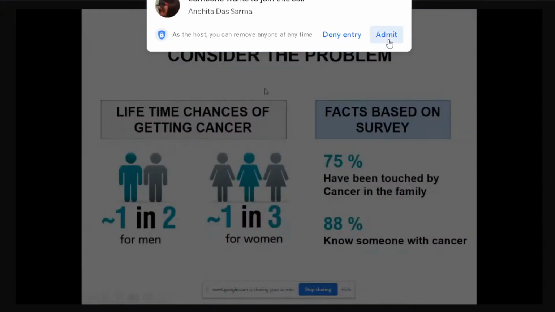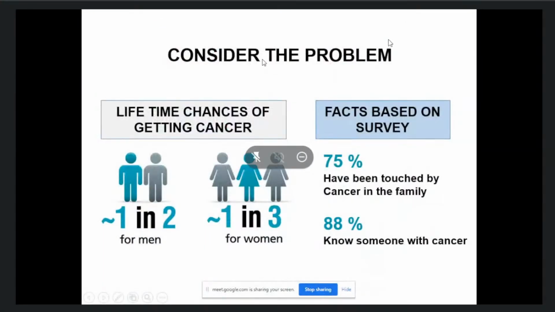Okay, so the major problem, which is not negligible, is that out of two men, one man will definitely, in their whole life, get cancer, and out of three women, one woman. That is the ratio of how it's going on, and this is the current ratio that I am providing here. That is one of the major problems and facts based on the survey.